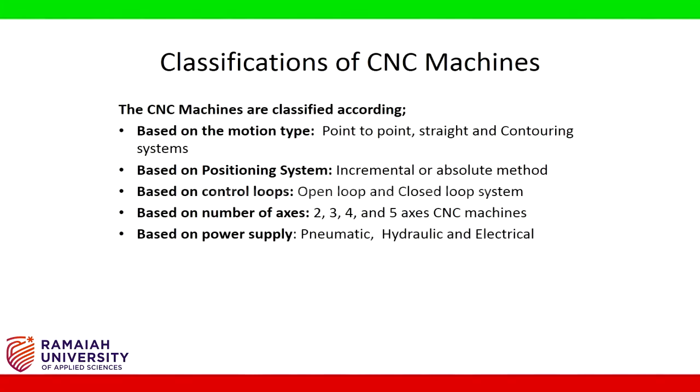Classifications of CNC machines. The CNC machines are classified based on the motion type: point-to-point, straight and contouring systems; based on positioning system: incremental or absolute method; based on control loops: open loop and closed loop system; based on number of axes: 2, 3, 4 and 5 axis CNC machines; based on power supply: pneumatic, hydraulic and electrical.